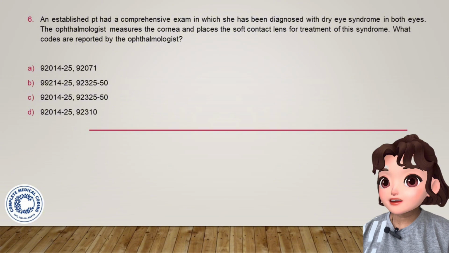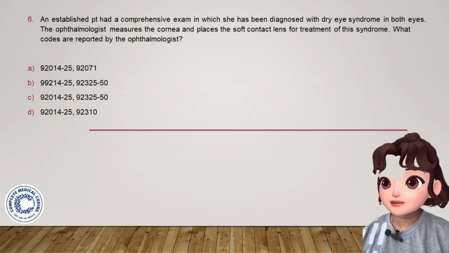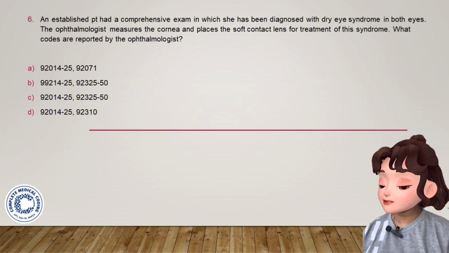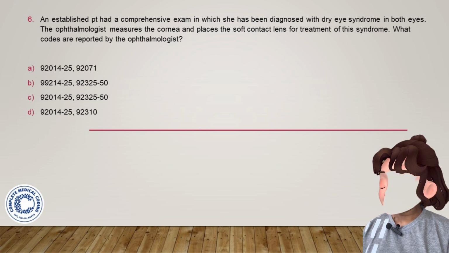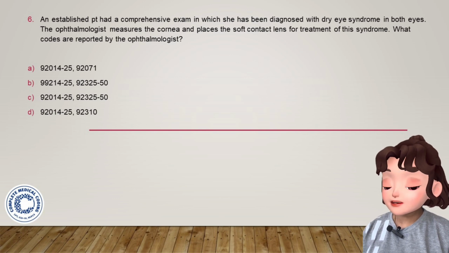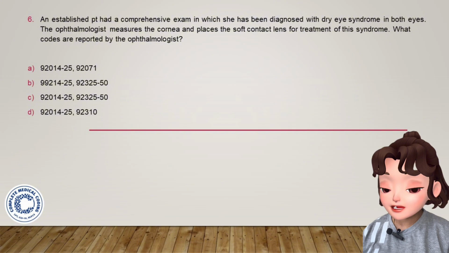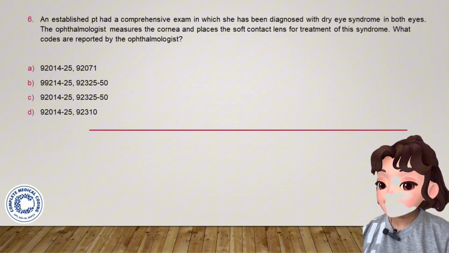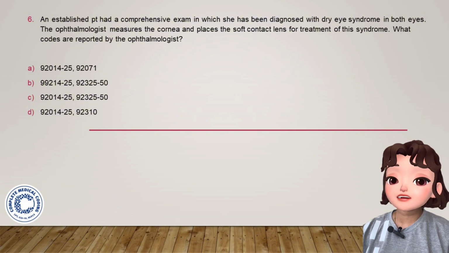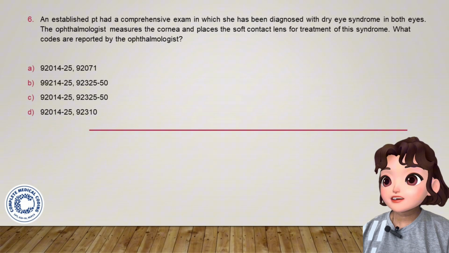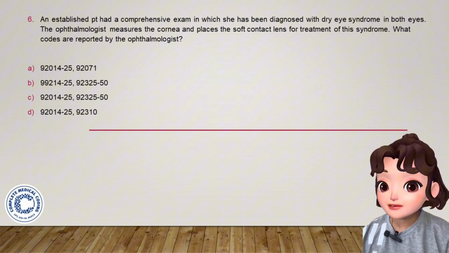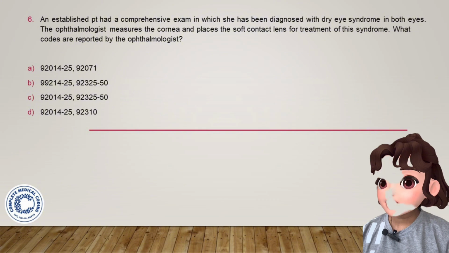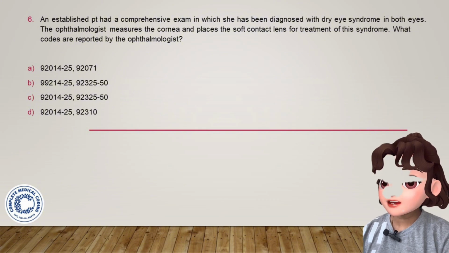Now, if you go to option C, the same 92014 is there. What is 92325, with modifier 50, mentioned there? 92325 represents modification of contact lens. This is not modification. Here the ophthalmologist has directly placed the contact lens, fitted the contact lens. That's not the answer.